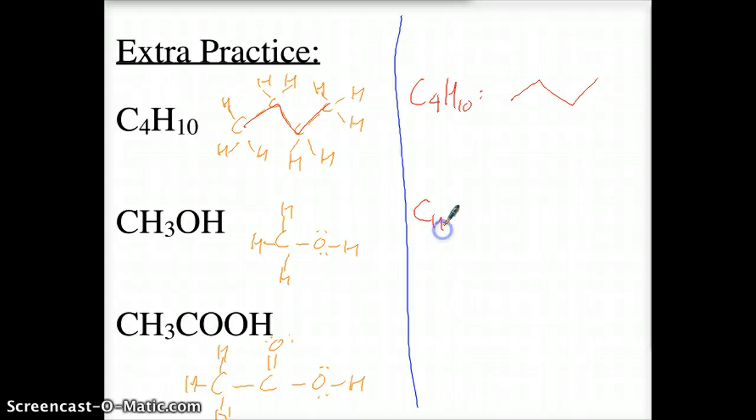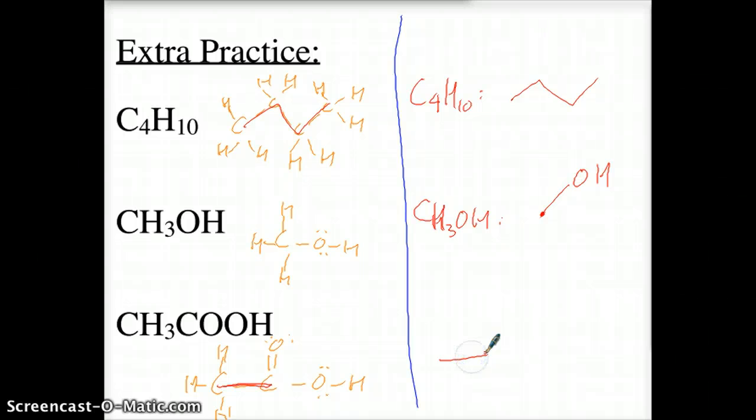For CH3OH, that structure would look like this. Oop, excuse me. That's not correct. OH. Here's my 1 carbon here, bonded to that oxygen. That's that structure. And CH3COOH, here's my backbone right there.